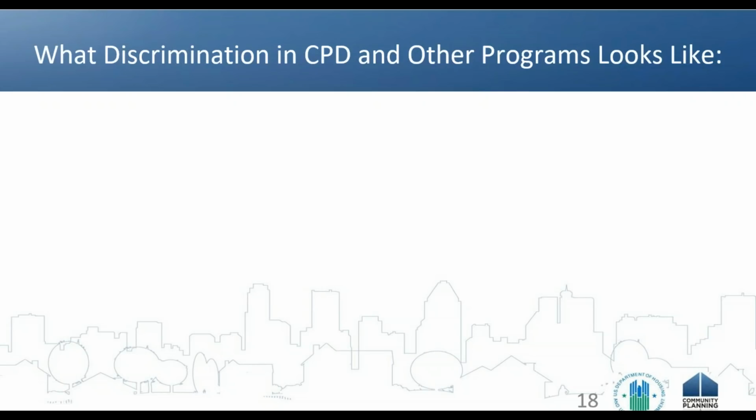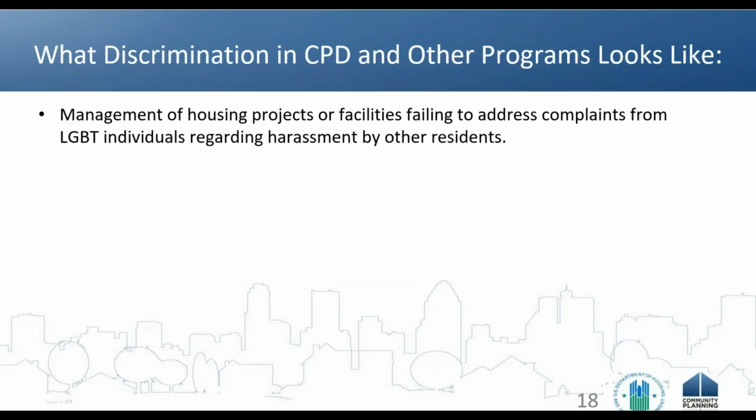Over enforcement of the rules is a big component. I think this is something that happens in projects, that rules get enforced differently for different populations or different people. Households being excluded, or complaints by individuals who are LGBT not being addressed in the same way that they would be from an individual who was not a member of that community.